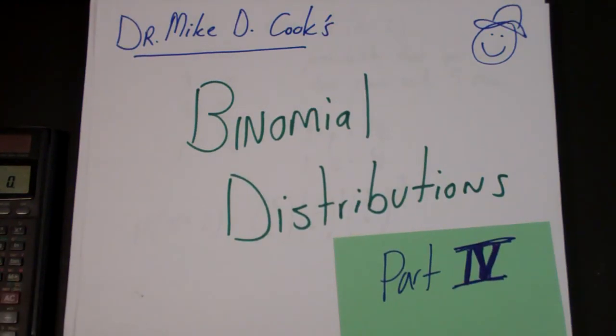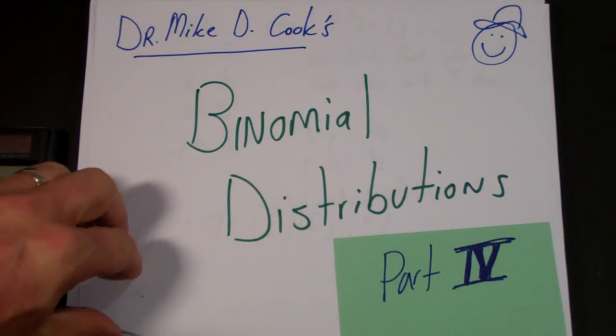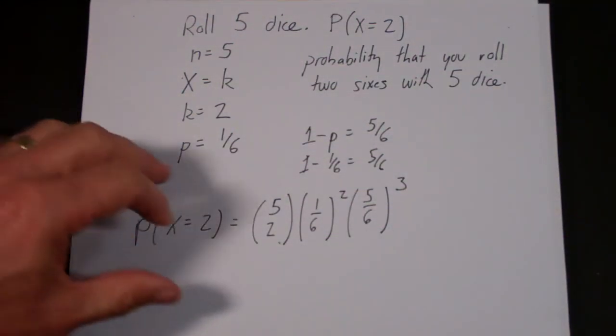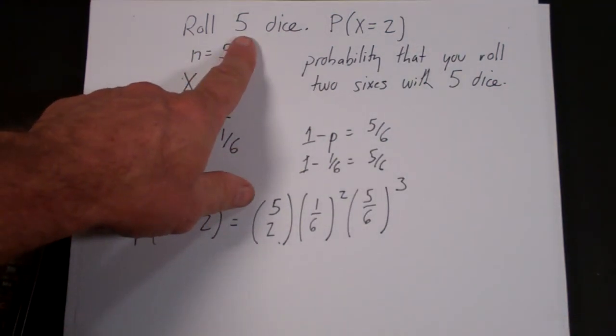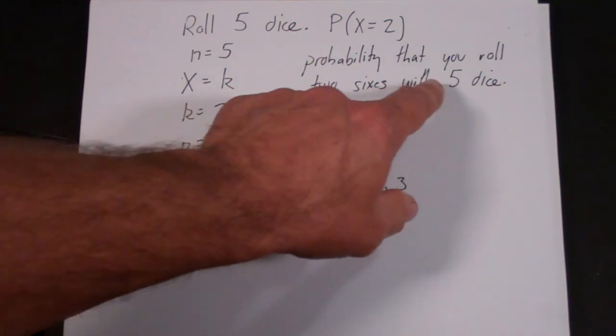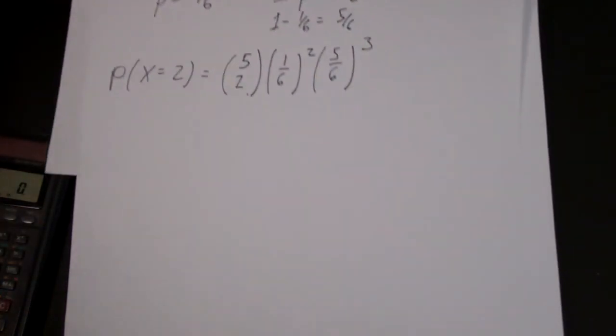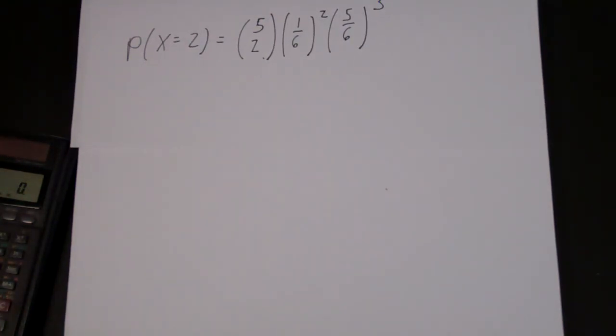So this is the fourth in a series of videos on binomial distributions. And when we closed the last video, I asked you to calculate a problem where you rolled 5 dice and you were trying to figure out the probability that you would roll 2 6s with 5 dice. And this is the problem that we got. And I asked you to work that on your calculator, so let's see if we did this.